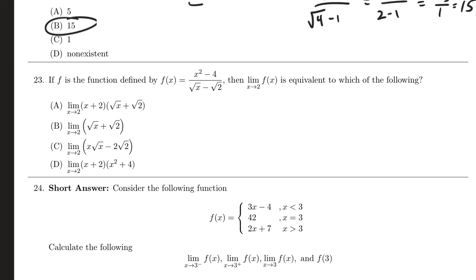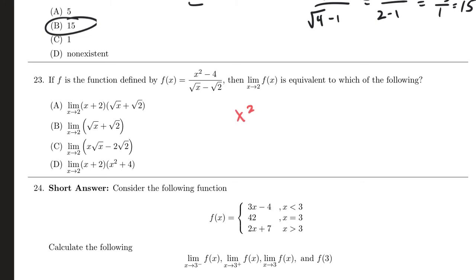And 23 is something that happens a lot on the AP exam: you don't actually have to fully solve the problem. They're just asking what's a step to solving the problem. So we know for this problem, if we were trying to find the limit at 2, we would have to multiply by the conjugate.